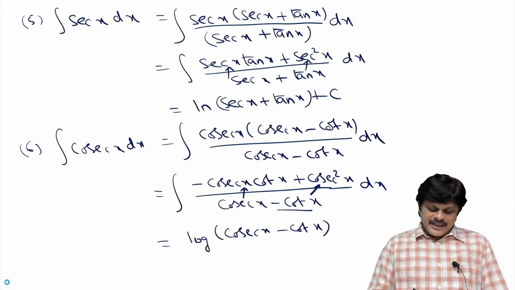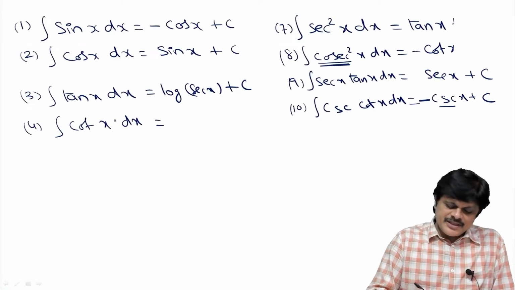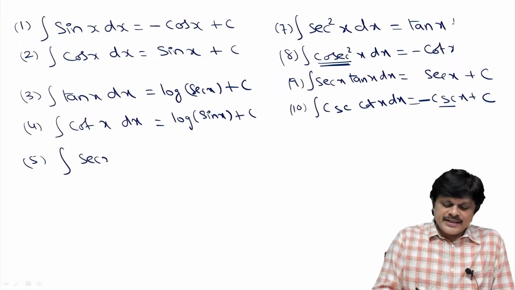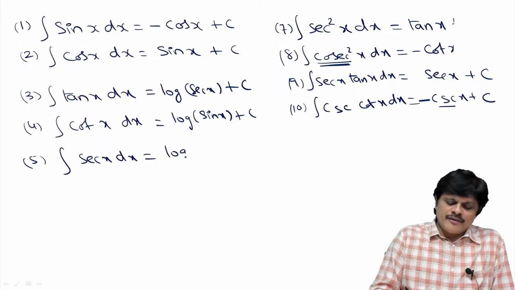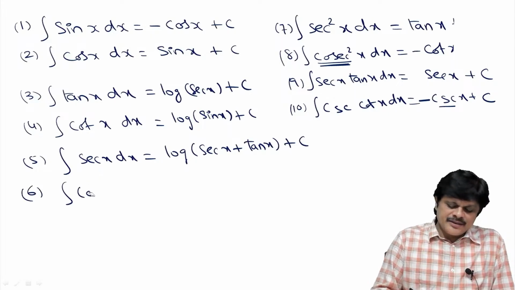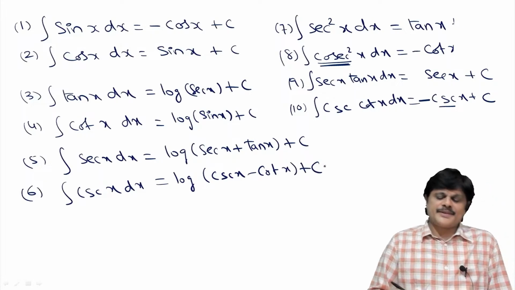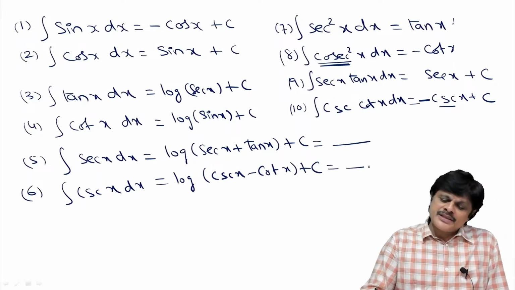So these are the integrals for the standard functions. We complete this: log of sin x for this, and integral of secant x dx would be log of secant x plus tan x plus c, and integral of cosecant x dx, you can write it as CSC, is log of cosecant x minus cot x plus c.